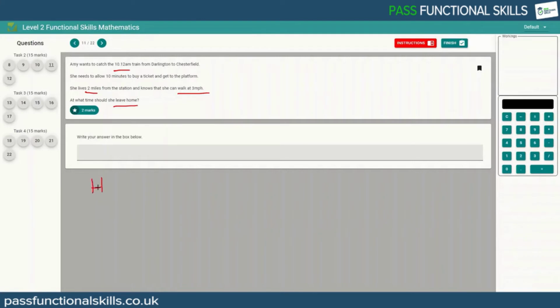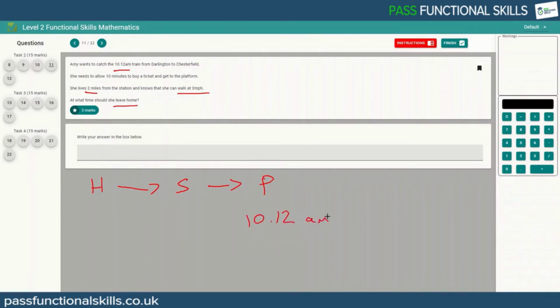So we're going to say she starts off at the house, walks to the station, then has to get to the platform before boarding the train at 10:12. So we can write the time down and work backwards. We know she has to be at the platform no later than 12 minutes past 10 to catch the train. So that's what we write there.